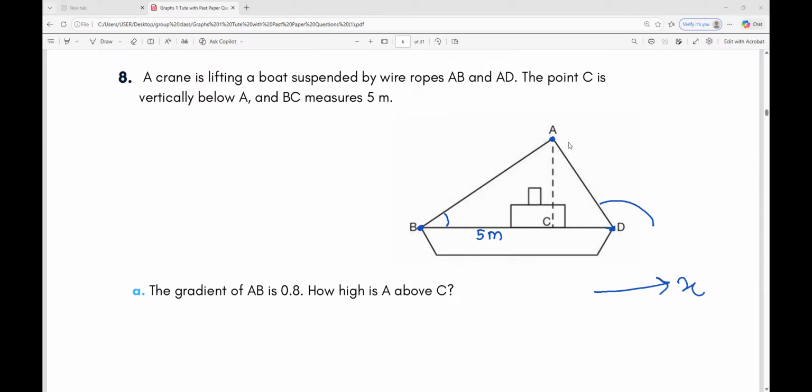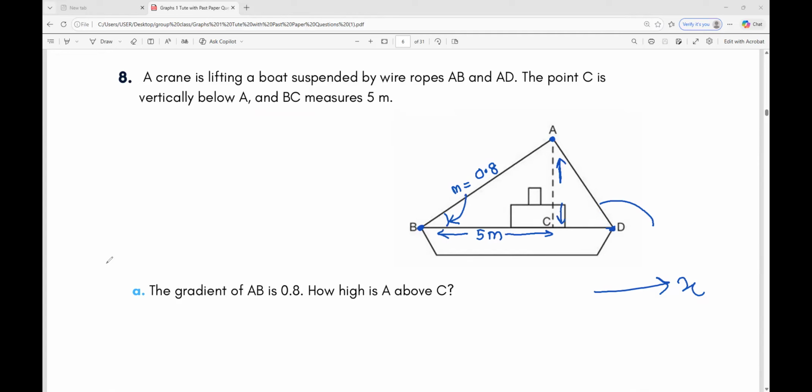Now, if I consider the AB line only, then B to C is the run, the base length of the triangle. A to C is the vertical height, the rise. So we can find this gradient. The gradient of the AB line is 0.8. They have given the gradient. Gradient is 0.8, this value.